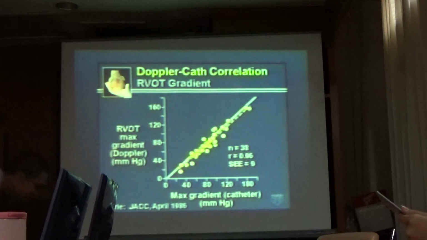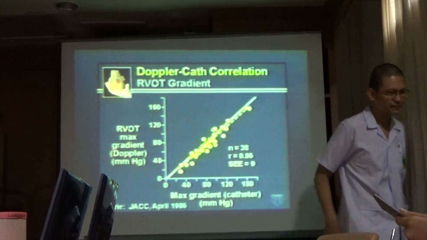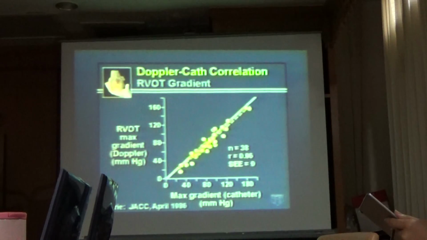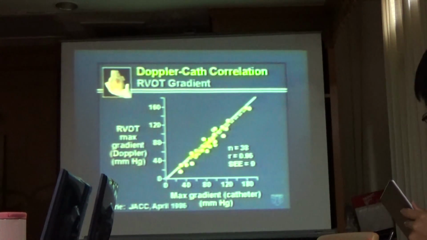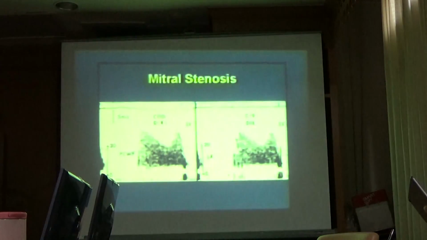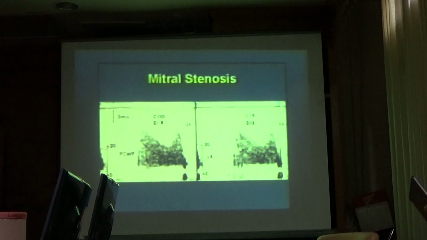In the correlation study published from our institution again over 10 years ago between the Doppler and catheter data, excellent correlation between the Doppler and catheter-derived gradients can be again demonstrated here. In patients with mitral stenosis, many institutions have demonstrated excellent correlation between the catheter and Doppler-derived mean gradients.